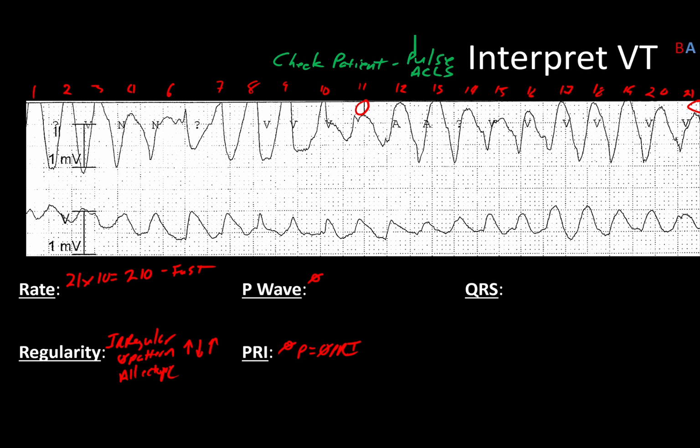And so now we come over to the QRS. On the QRS itself, they're all different. There's a few that look similar, but it would be very difficult to pick one of these and drag it across the screen and say, yeah, this is exactly the same as that one.